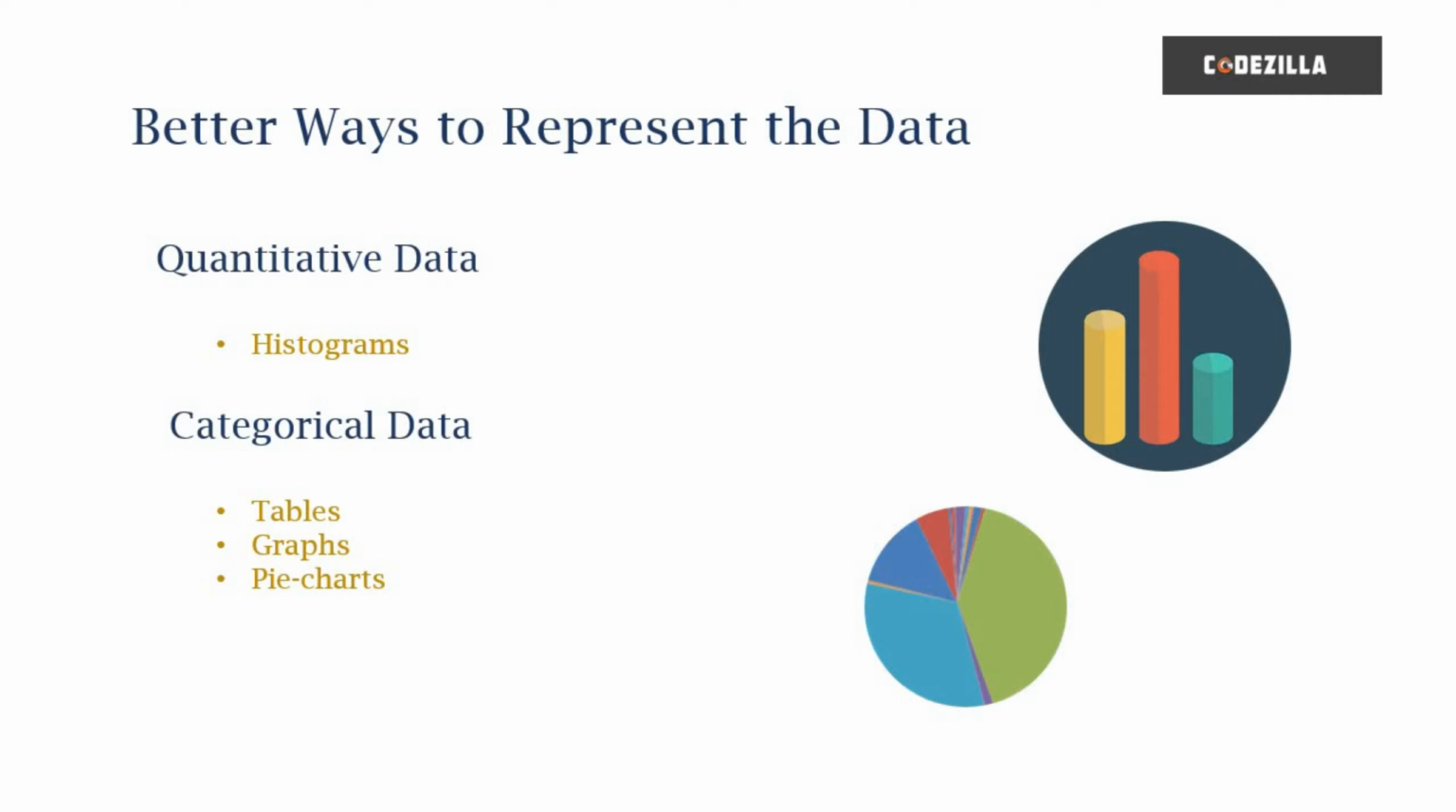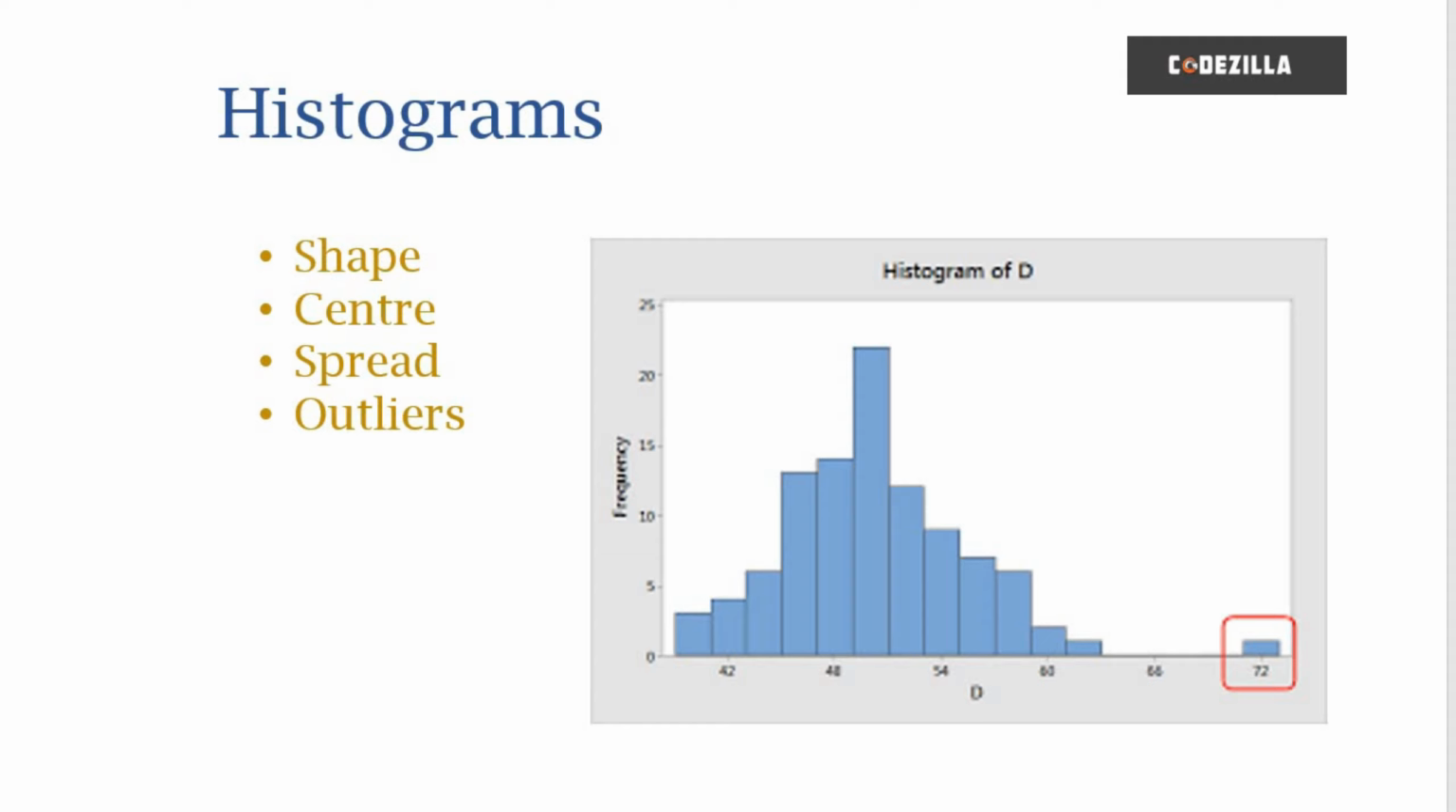The better way to represent data depends upon the data which we take to visualize. Quantitative data suits histograms, and categorical data can be measured and visualized in tables, graphs, and pie charts. Histograms are described on four parameters: the shape, whether the histogram is symmetric, bell shaped, or right or left skewed; the center of the histogram, which is the mean or the median; and the spread of the histogram, which is how far the data spreads, and with that we can find the range, interquartile range, standard deviation, and the variance. Outliers are data points that fall far from the bulk of data. With these four parameters, we describe the histogram.